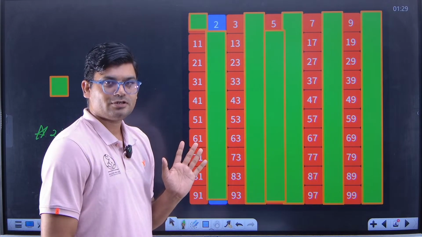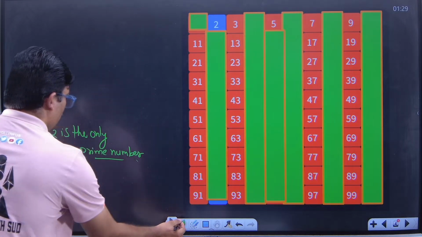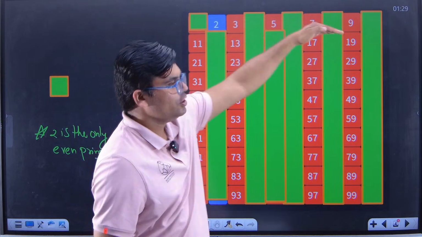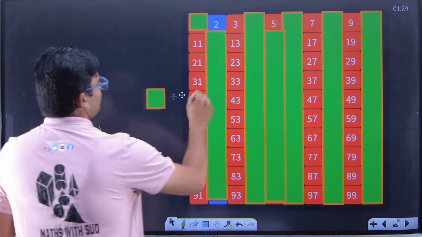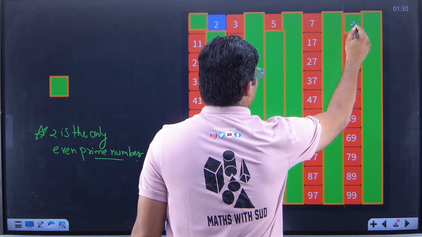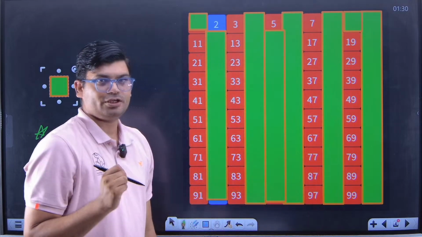That's it. In the first row, you have got 4 prime numbers. How many prime numbers? 4 prime numbers. So 9 is not a prime number because it is divisible by 3.